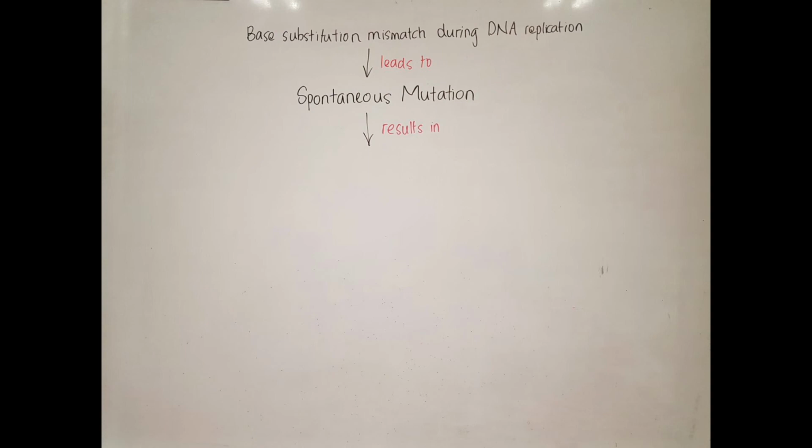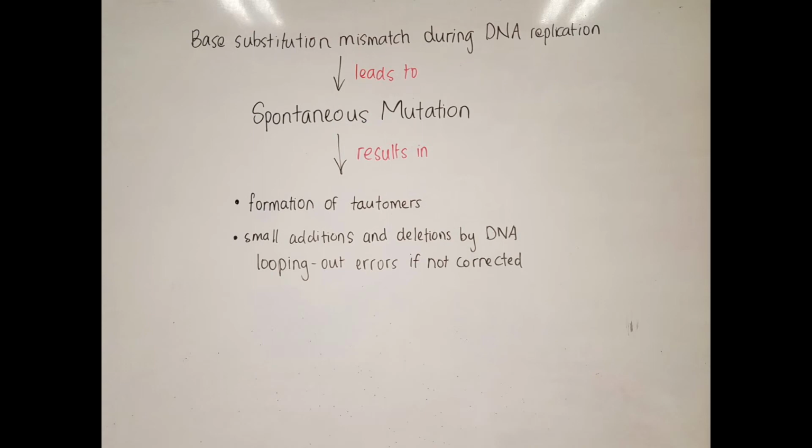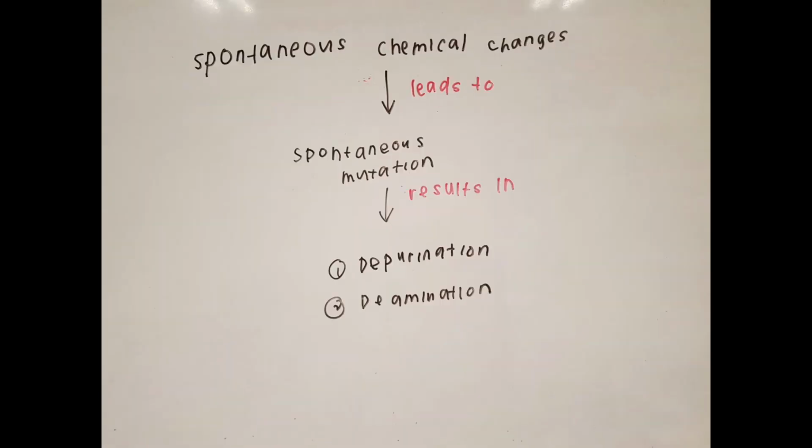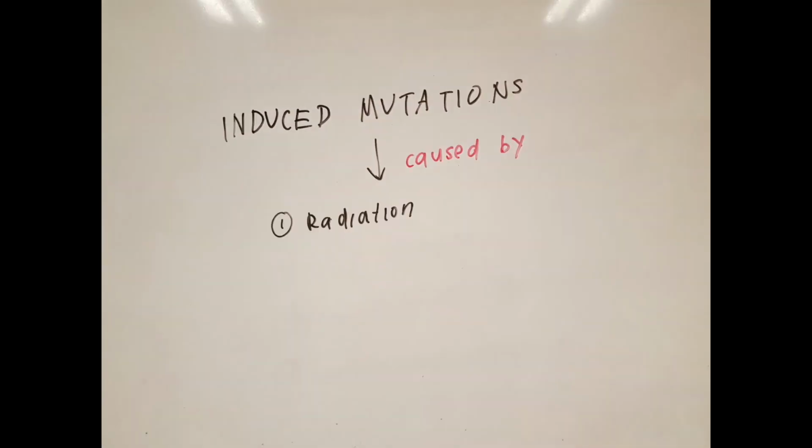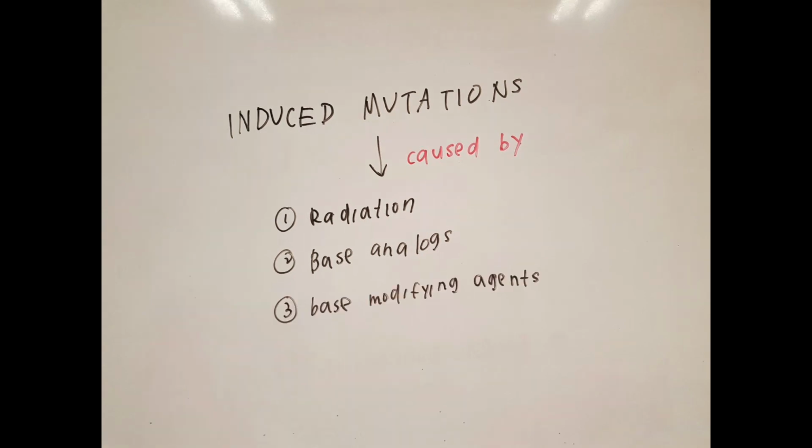Spontaneous mutation can be caused by base substitution mismatch during DNA replication, which in turn results in the formation of tautomers, and small additions and deletions by DNA looping out errors if not corrected. Spontaneous chemical changes may cause structural alterations, which result in depurination and deamination due to inherent chemical instability of the N-glycosidic bond. On the contrary, induced mutation can be caused by radiation, base analogues, base modifying agents, and intercalating agents.